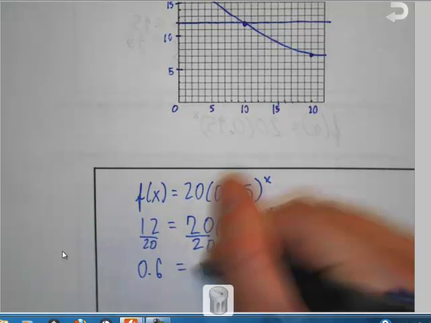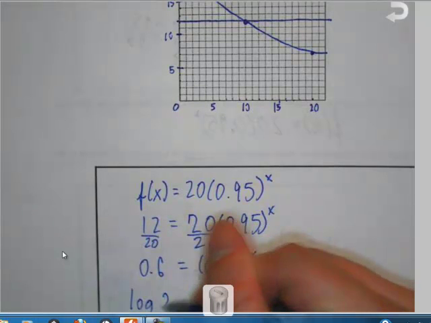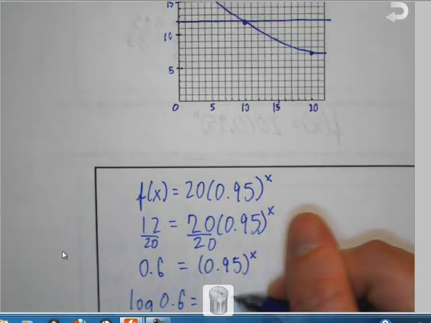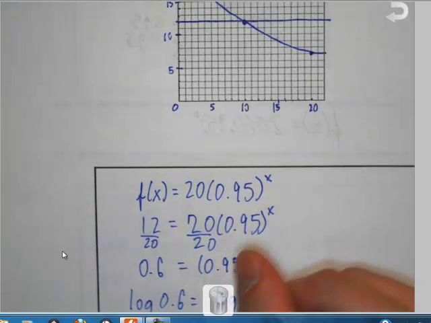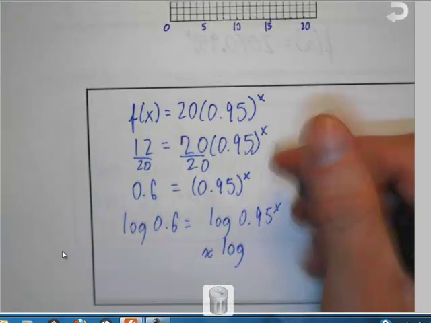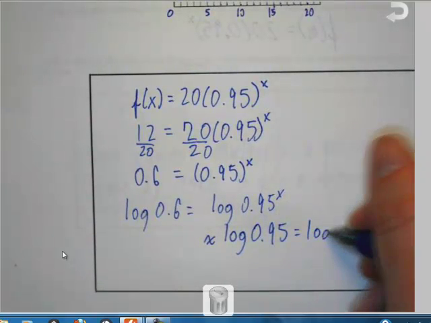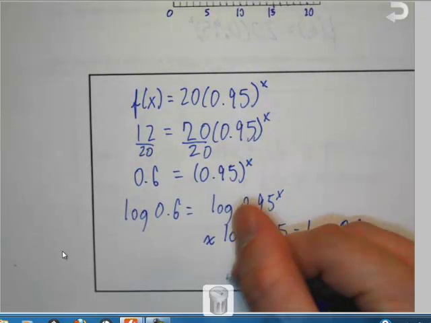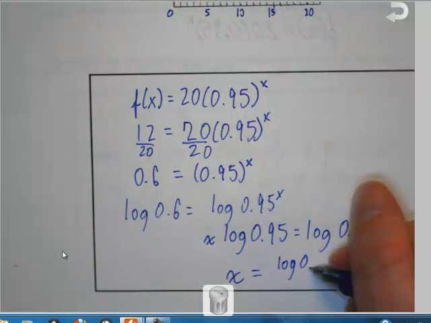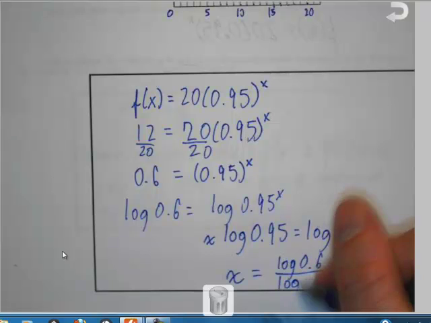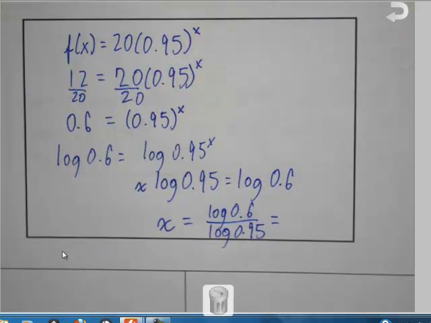0.95 to the x. Well, at this point, we're going to take our log. We're going to take the log of 0.6 is equal to the log of 0.95 to the x. X becomes our coefficient. So x log of 0.95 is equal to the log of 0.6, and we end it with our change of base. X is equal to the log of 0.6 over the log of 0.95, which we can then plug into the calculator and evaluate.